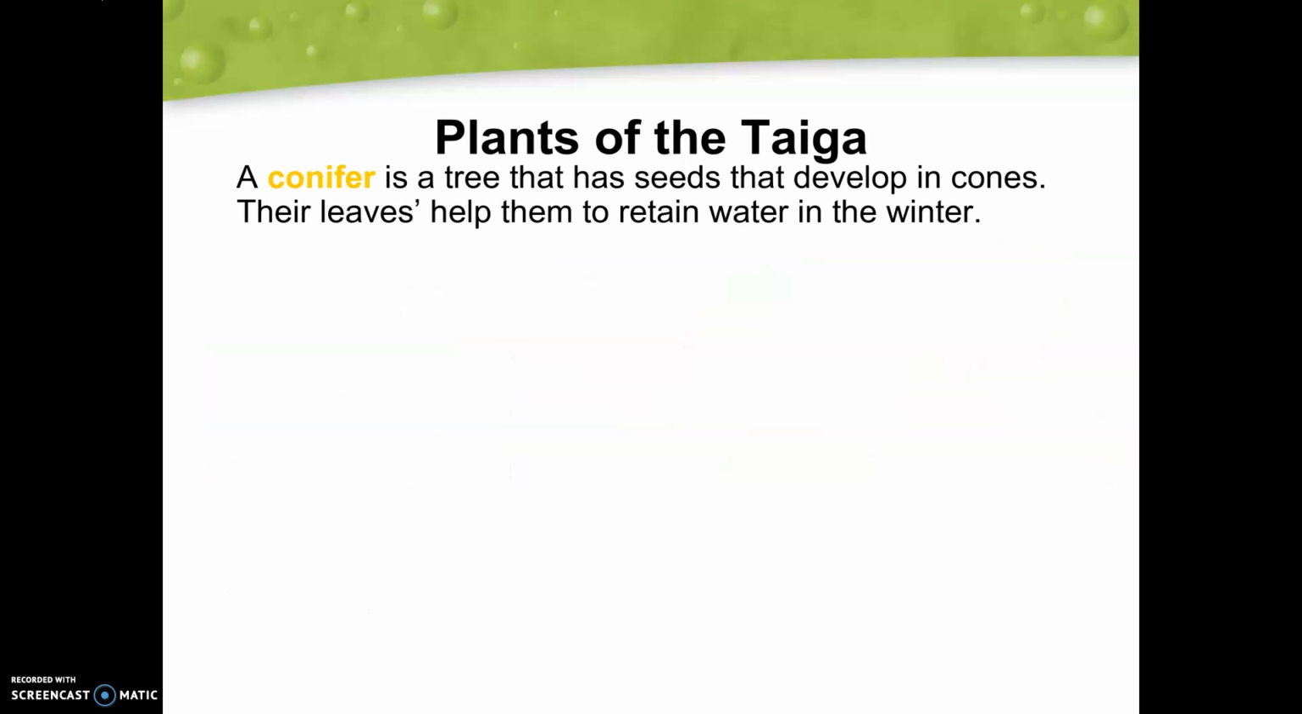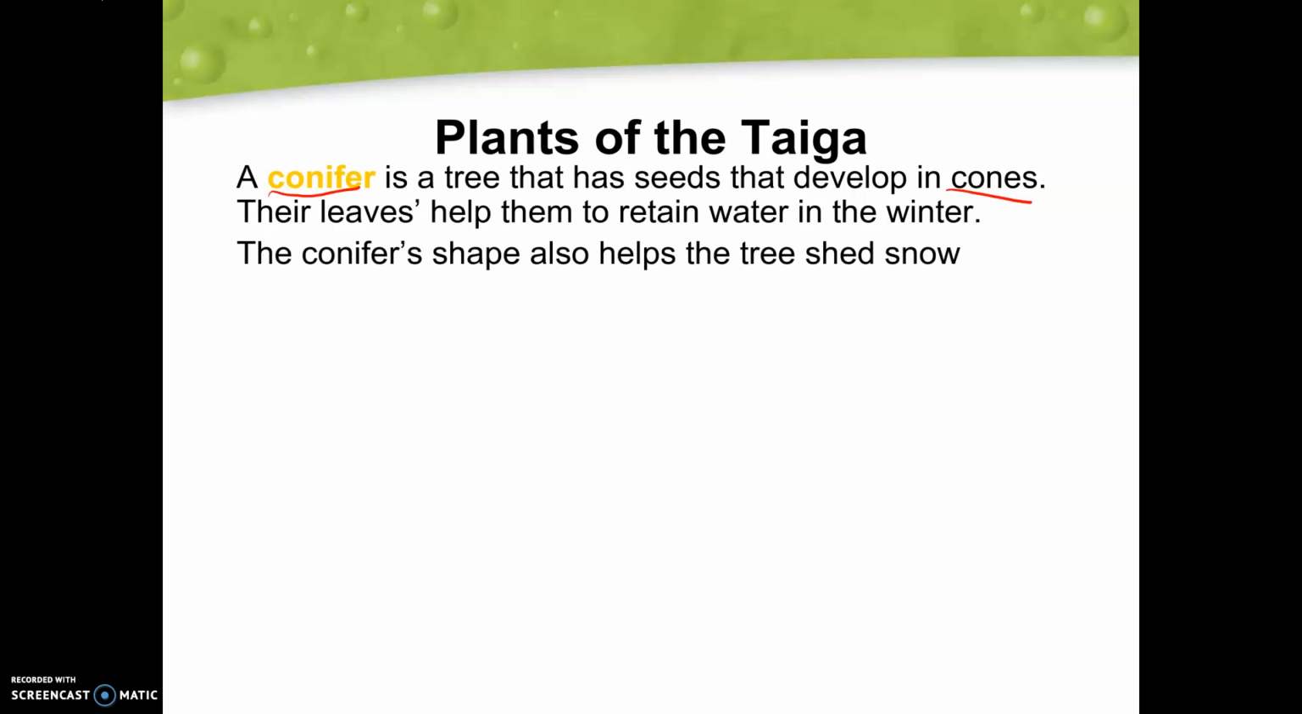So plants of the taiga, we're going to see, again, conifers. Those are trees that have seeds that develop in cones, and their leaves help them retain water in the winter. So instead of shedding their leaves, they have needles, which really helps them keep the water over that season. Conifer shape also helps trees shed snow. So it's very easy for these needles to let snow fall off of them.